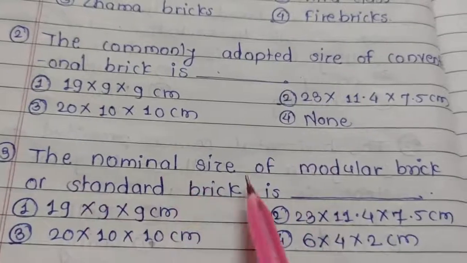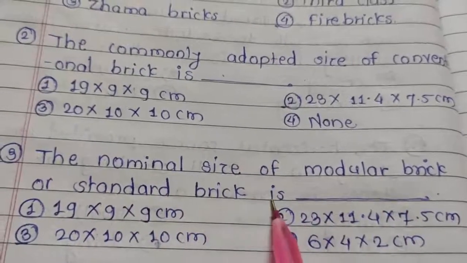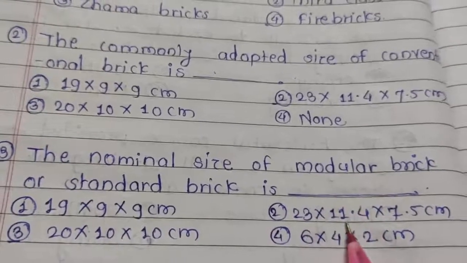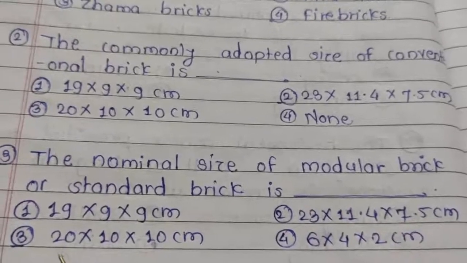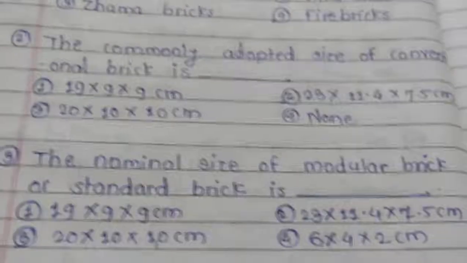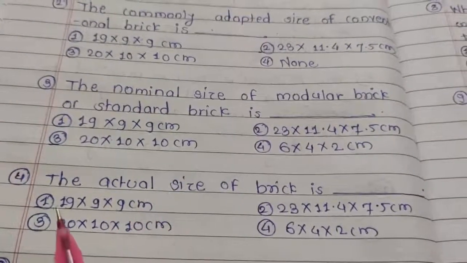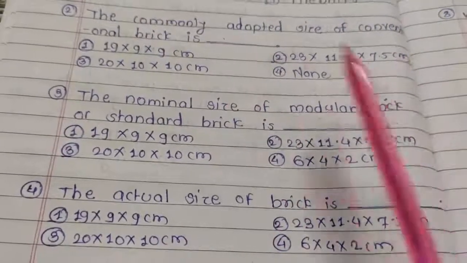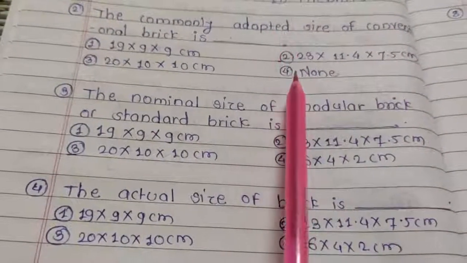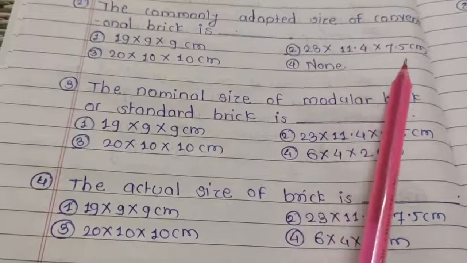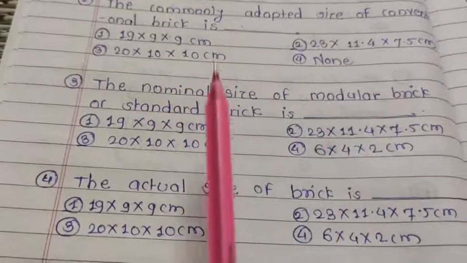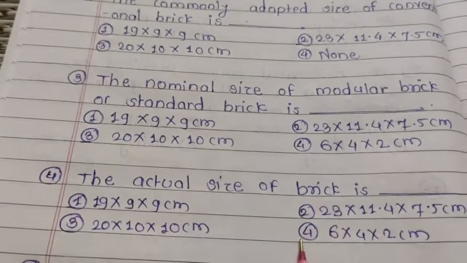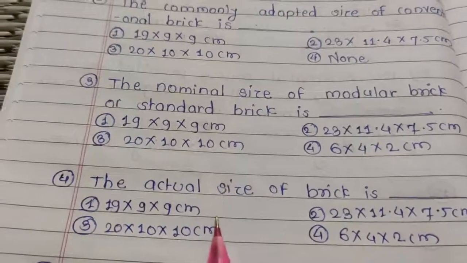The nominal size of a modular brick or standard brick is 19 into 9 into 9 centimeter, 23 into 11.4 into 7.5 centimeter, 20 into 10 into 10. The answer is actual size 19 into 9 into 9. Conventional brick is 23 into 11.4 into 7.5 centimeter, whereas nominal size is 20 into 10 into 10 centimeter. Actual size is 19 into 9 into 9 centimeter.